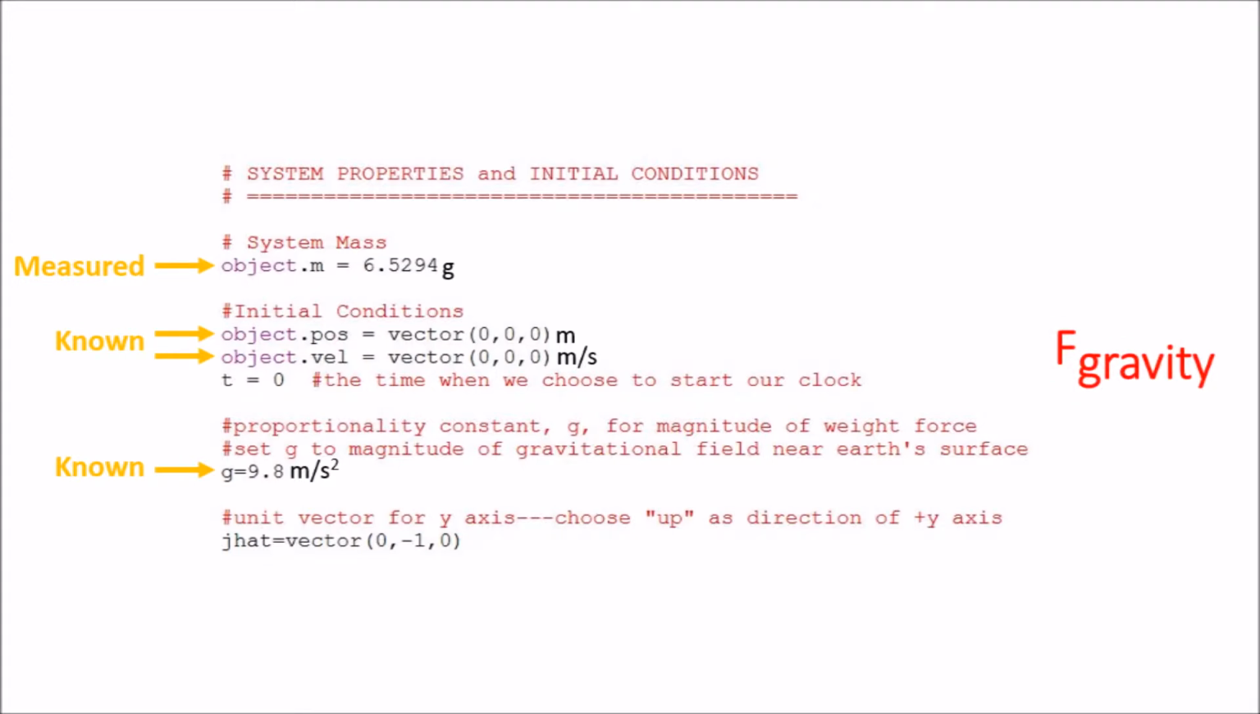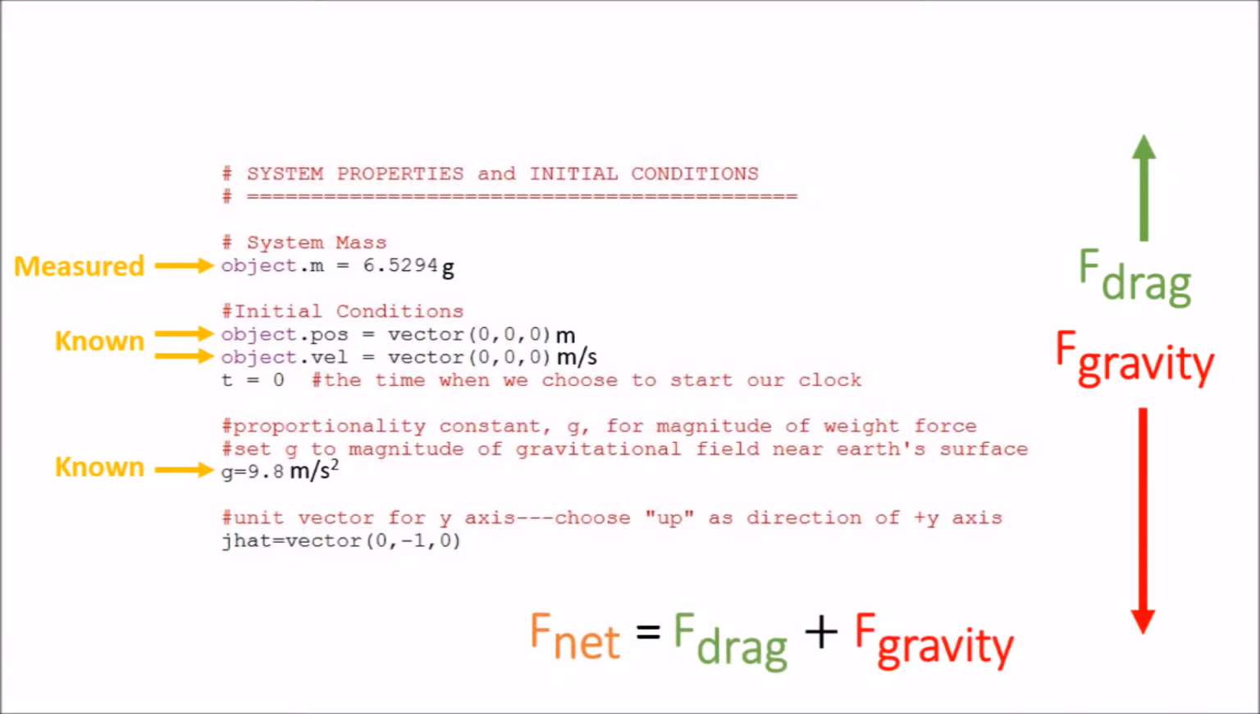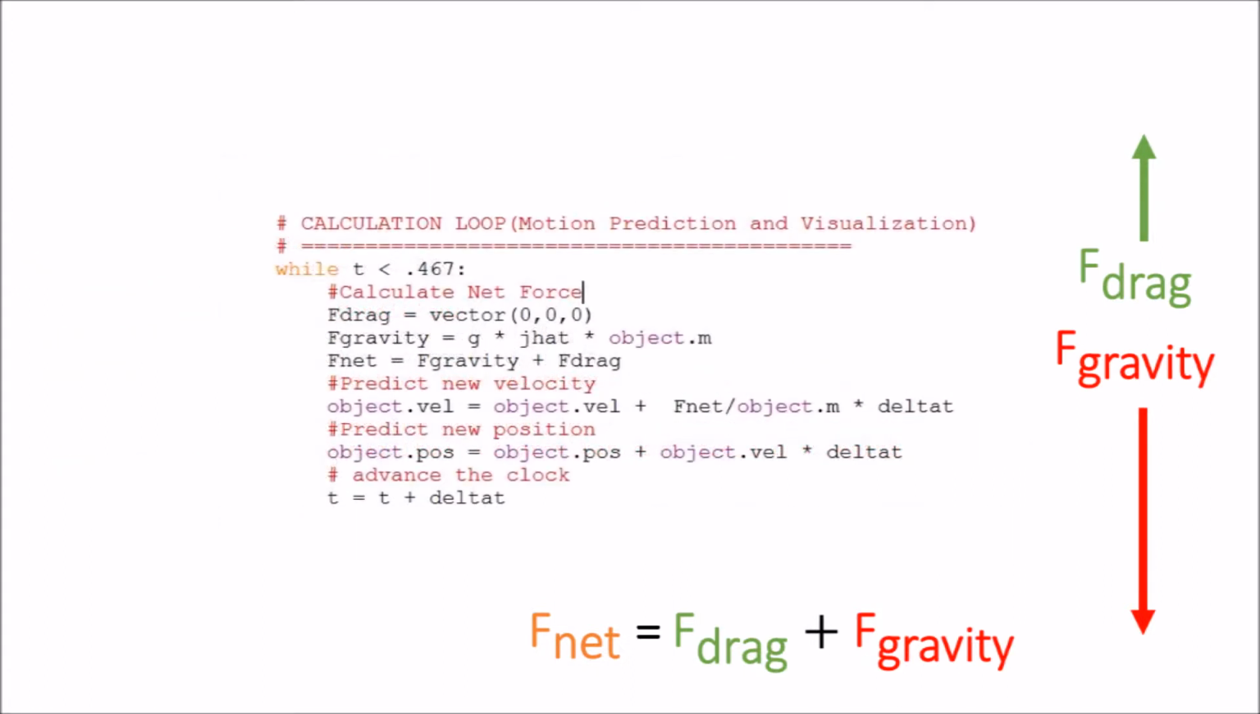Throughout this lab, I made an assumption that the only 2 significant forces on the object were the force of gravity due to the Earth and the force of air resistance, or the drag force, both of which acted in the y direction. In order to use Newton's second law to predict the motion, the net force on the system needs to be known. I set the variable for net force to be the sum of the gravity force and the drag force. For this first model, I set the drag force to be 0.